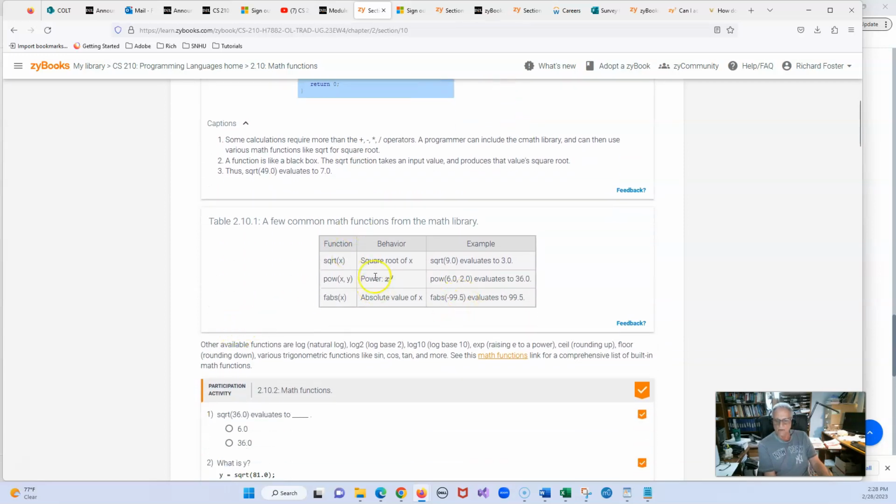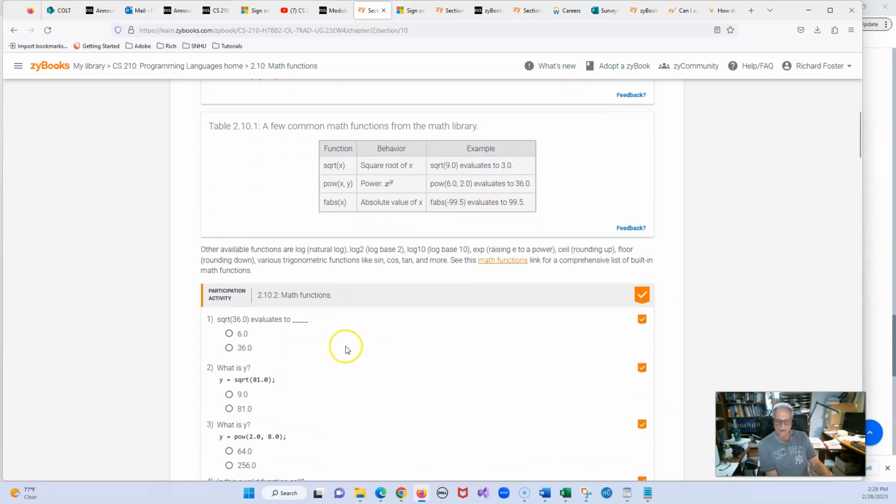So here are the function calls. You have the square root of x. Now notice the single parameter: it takes a double, and it evaluates to a double. The power takes what we're going to raise, and what power we're going to use. It actually doesn't have to be square. So if we wanted to do 2 cubed, we would do power 2, comma 3. And you could use 2.0 and 3.0 because they really do take doubles. And power of 6 to the 2 would be 36. And the absolute value of x here, so minus 99.5 would be 99.5.